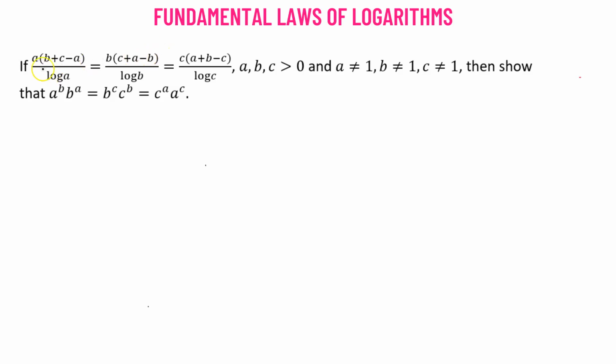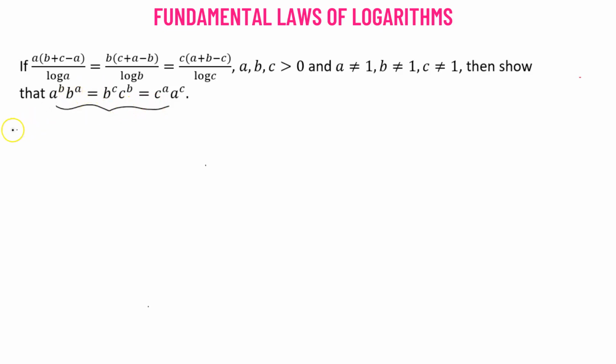So here in this problem, we are given an expression: a times (b + c − a) over log a, equals b times (c + a − b) over log b, equals c times (a + b − c) over log of c, with some conditions that a, b, and c are all positive numbers, and a, b, and c cannot be equal to 1. Now, using these facts, we have to show that these particular expressions are equal to each other.